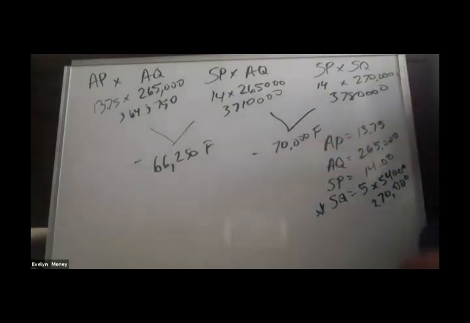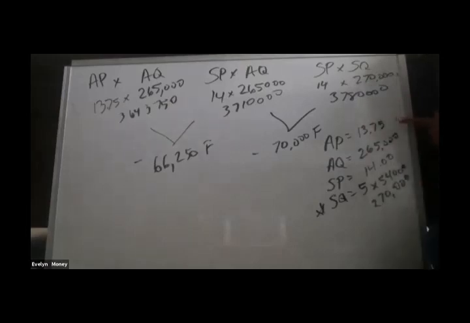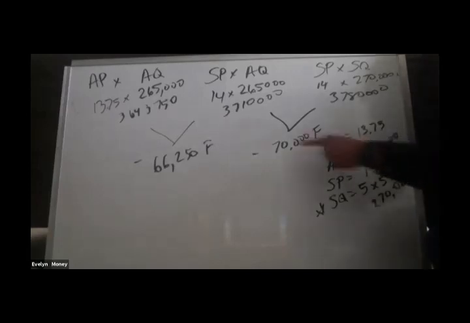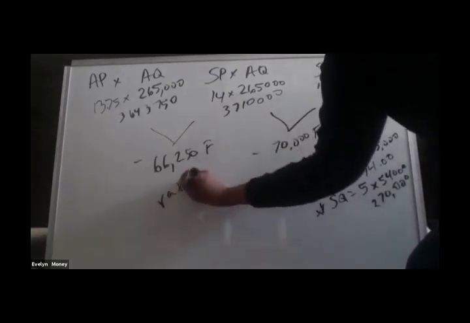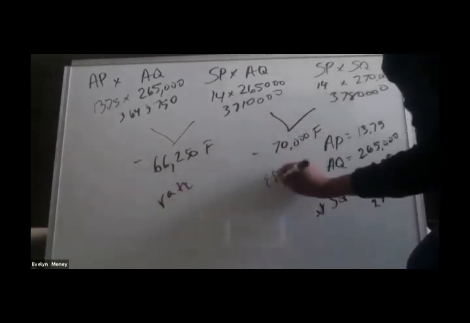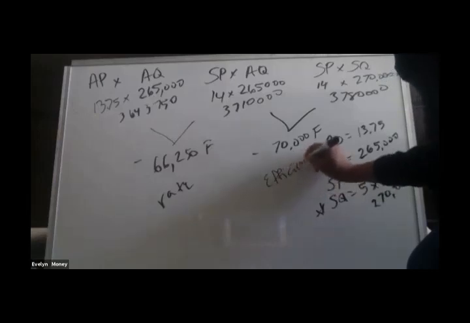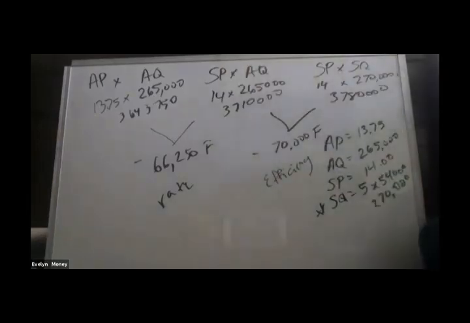I forgot to do my common sense check because I wanted to see here. I planned to pay 14 and I ended up paying $13.75 an hour. I'm happy about that. I planned for them to take 270,000 and they actually took 265, so less than that. I'm happy about that too. So those are favorable variances. And this one is my rate variance and this one is my efficiency variance.